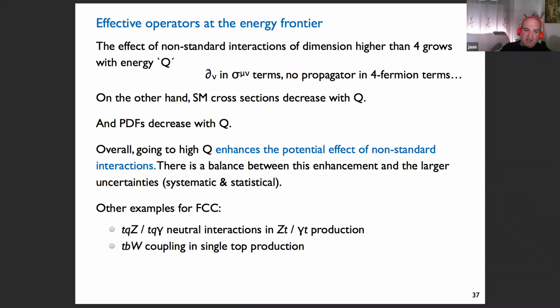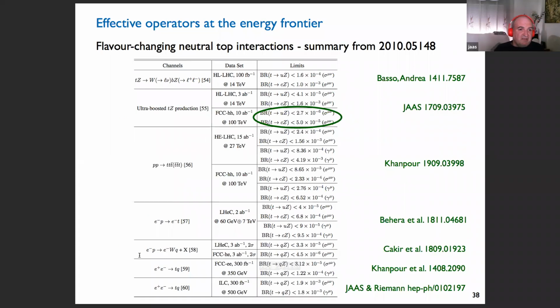There are other situations where at a future circular collider, going to high energies can help. In flavor changing interactions, for example, in this flavor changing production of a top quark with a gluon or a photon, and looking precisely at the dominant coupling of the standard model, which is tbW. This is a summary table for FCNC from that paper, and you actually see that basically the best prospects are for the FCC at a high Q.